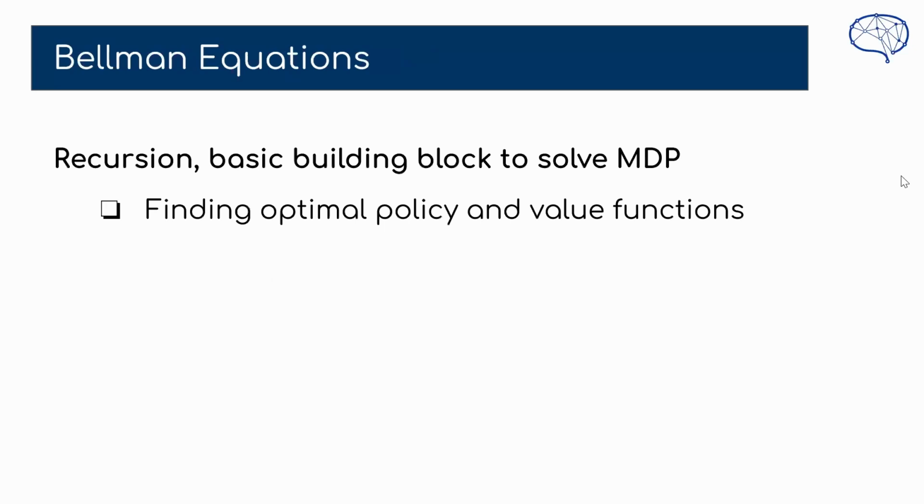And then next we have Bellman equations. Bellman equations are the basic building block to solve MDPs. They use recursion to help you find the optimal policy and value functions. Remember how I said you're using your previously computed values to calculate your new value? That's where the recursion comes in.